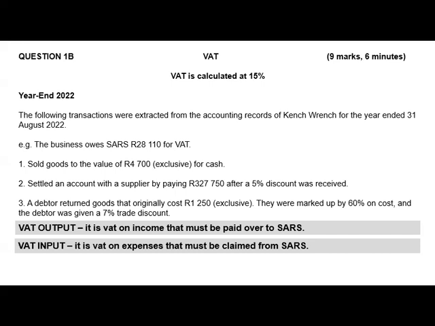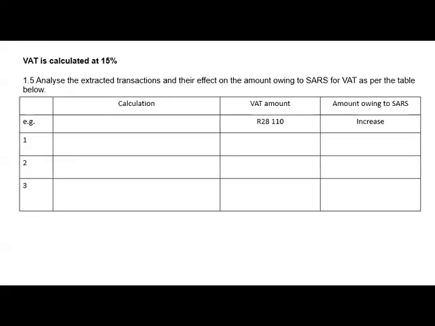It says that we sold goods to the value of 4,700 exclusive for cash. We sold these goods for 4,700 exclusive of VAT. So you will calculate VAT on that, and VAT on that will be calculated at 15%. It will be 15 divided by 100 because it's exclusive of VAT. And the VAT amount will be 705. Note that we sold goods, so that will be on income. Income increases VAT output, which is what we were already owing SARS. That's why I'm showing it without brackets.